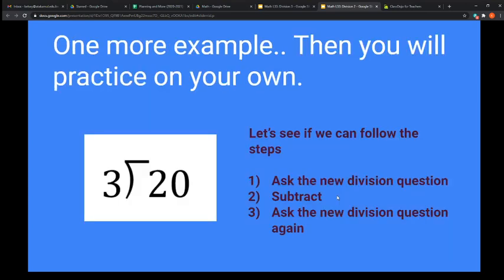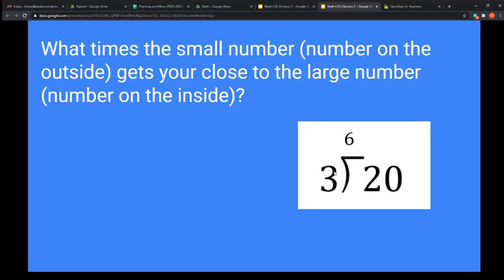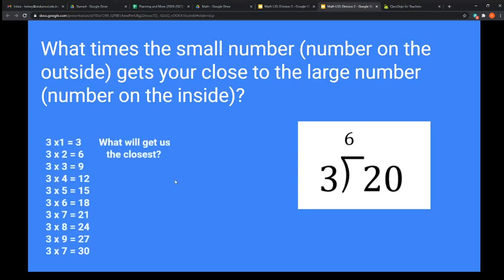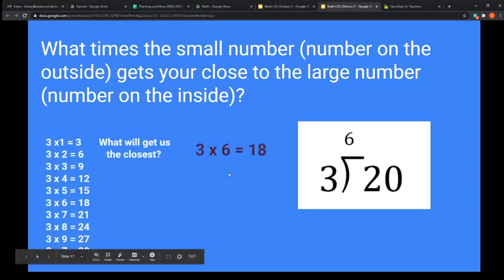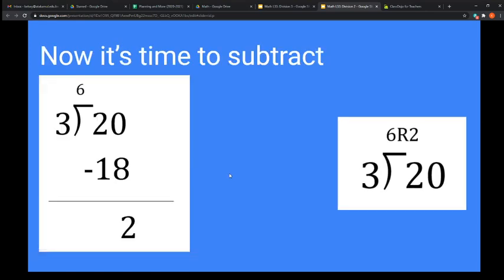Here's one more example. We have 3 divided by 20. So I asked the students to follow the steps on their own. Here we found out that 6 is the correct answer that gets us closest to 20. Here's an easy way to find that out. Now we put the 6 up here. 3 times 6 equals 18. The 18 goes right down below and we subtract, giving us 2.